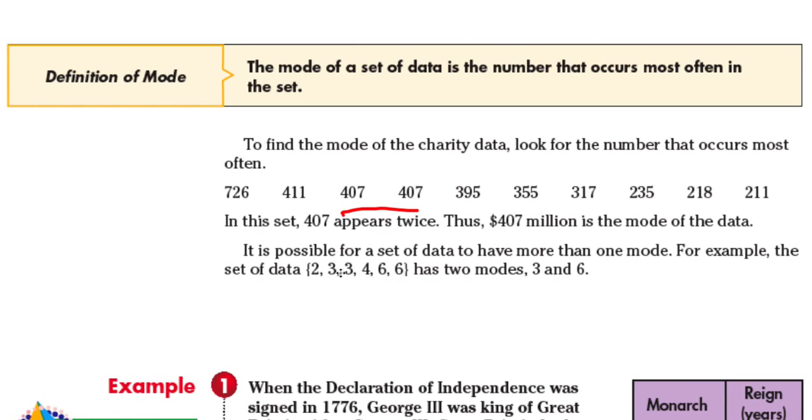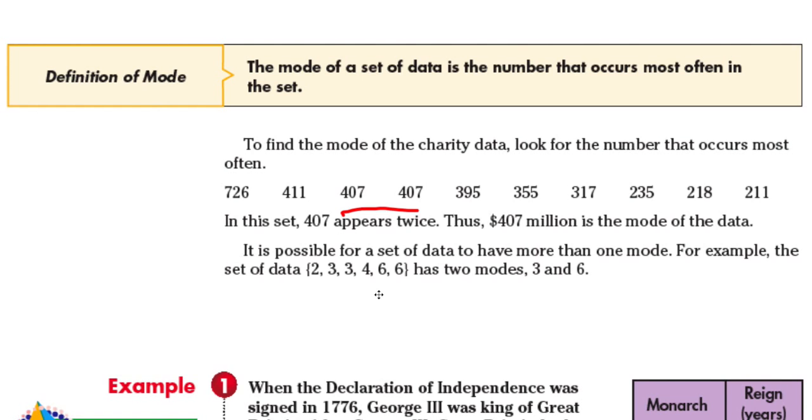But it is also possible for a set to have more than one mode. For example, if you look at the set of data 2, 3, 3, 4, 6, 6, it has two modes, 3 and 6, because 3 and 6 appear most often in the set of data.